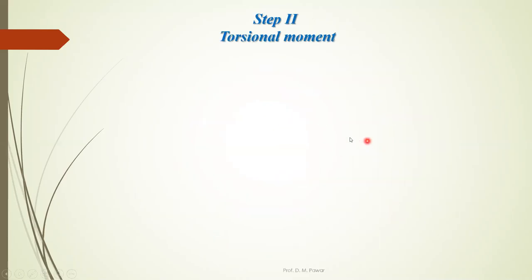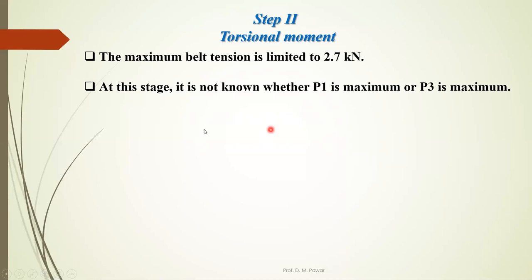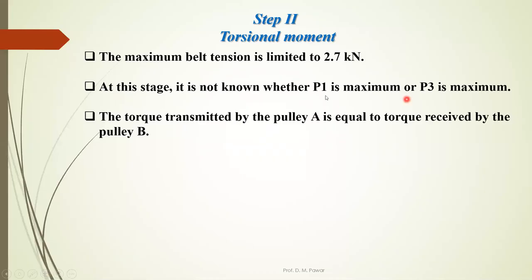In step number 2, we have to calculate the torsional moment. The maximum belt tension is given, that is 2.7 kilonewton. At this stage, it is unknown whether P1 is maximum or P3 is maximum. To find this maximum, we have to use the torque equation. The torque transmitted by pulley A is equal to the torque received by pulley B. Both the pulleys are on the same shaft. Therefore, the torque transmitted by both the pulleys is equal.